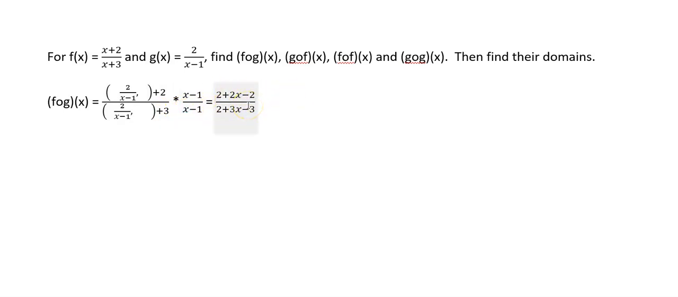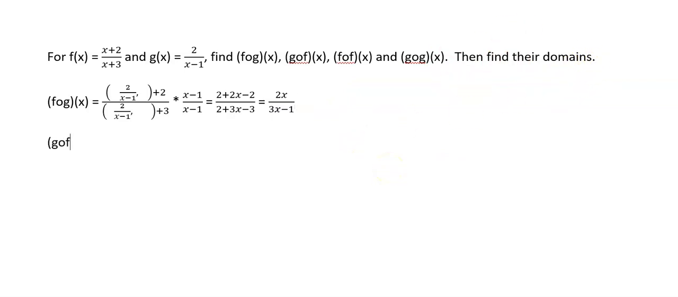Let's just clean up the bottom and the top. So on the top, the 2 and the minus 2 will cancel, and I'll get just 2x. And on the bottom, I can add the 2 and the negative 3 to get negative 1. So I'll have 3x minus 1. And now it is finished, and we have our composite function. Now we'll go back and find the domains after we're done with all of these.